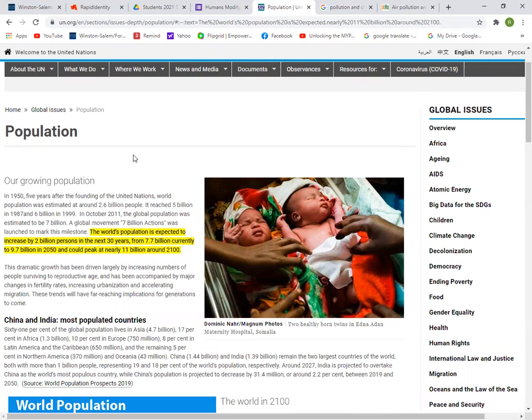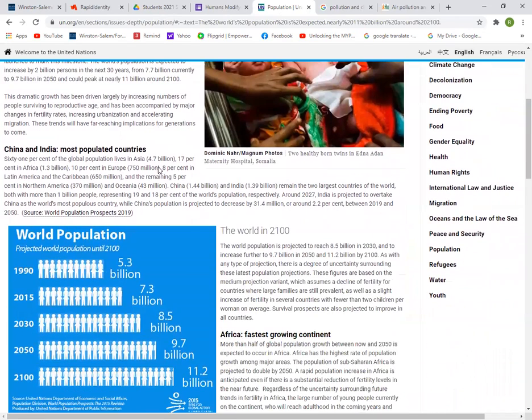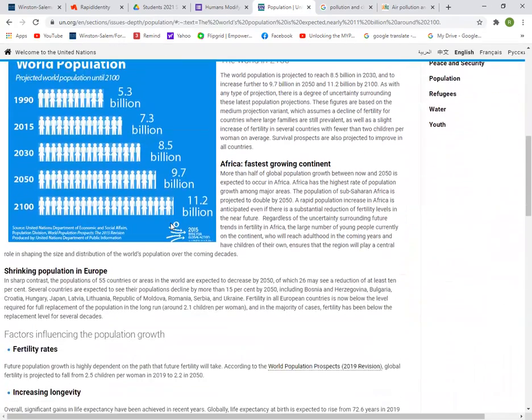Just kind of imagine, where do we get all the resources? Where do we get all the food to feed the growing population of human beings? As of now, according to the United Nations, China and India are the most populated countries.